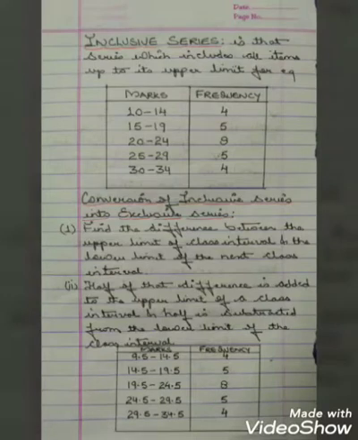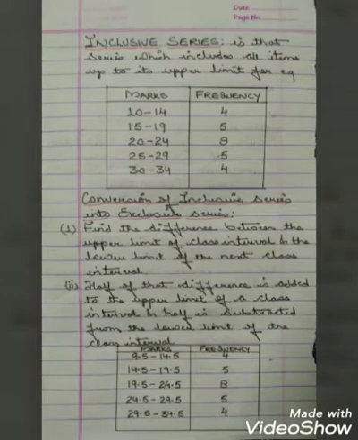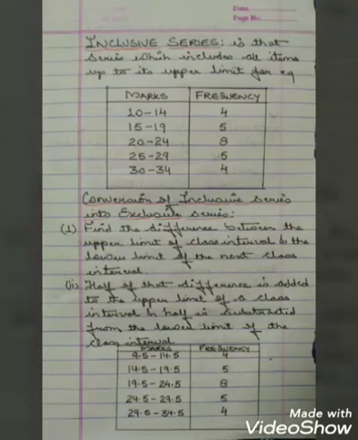14.5. So if you see on the screen, there I have drawn a table where I have converted this inclusive series into exclusive, keeping in mind the class intervals of 10 to 14, 15 to 19, 20 to 24, 25 to 29 and 30 to 34, where the first class interval 10 to 14 has been converted to 9.5 to 14.5, then 14.5 to 19.5, then 19.5 to 24.5, then 24.5 to 29.5 and 29.5 to 34.5. So like this, your inclusive series has been converted into an exclusive series.